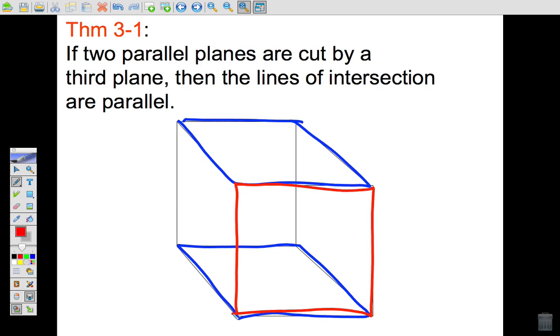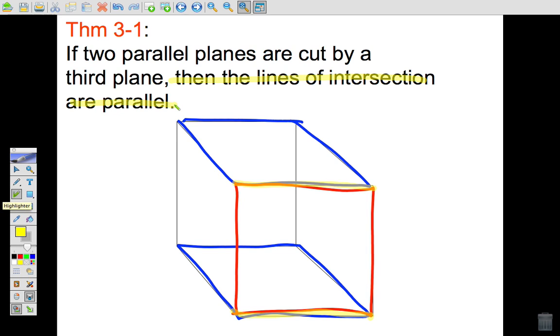If two parallel planes are cut by a third plane, then the lines of intersection, where's the red plane touch both? Where's the red plane touch the top? Where's the red plane touch the bottom? I'm going to outline that. It touches right there, doesn't it? It says, then the lines of intersection are parallel.